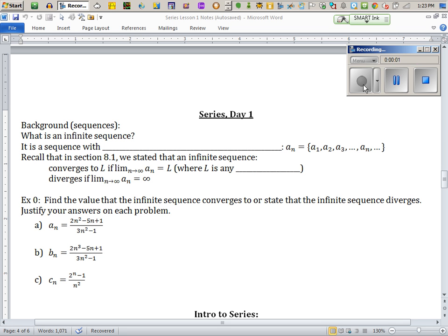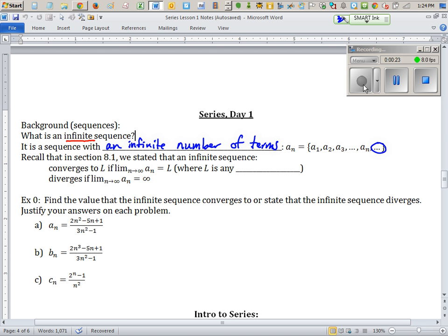First of all, you guys kind of already know what a sequence is. It's really just a list of values. So what is an infinite sequence? It is a sequence with an infinite number of terms. Infinite sequences are very easy to spot because they have a dot, dot, dot at the end. Really easy to spot.